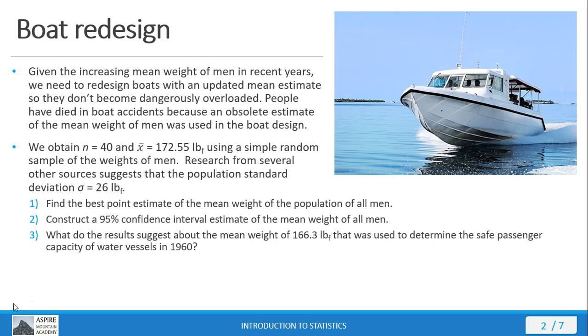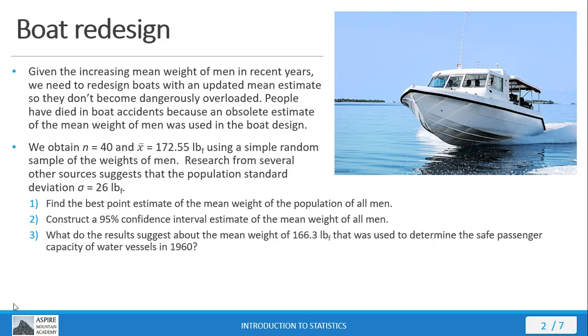Given the increasing mean weight of men in recent years, we need to redesign boats with an updated mean estimate so that the boats do not become dangerously overloaded. People have died in boat accidents because an obsolete estimate of the mean weight of men was used in the boat design. Here we've got a sample size of 40, and the mean weight for the sample is 172.55 pounds. We used a simple random sample of the weights of men, so simple random sampling is in effect. Research from several other sources suggests the population standard deviation is 26 pounds.